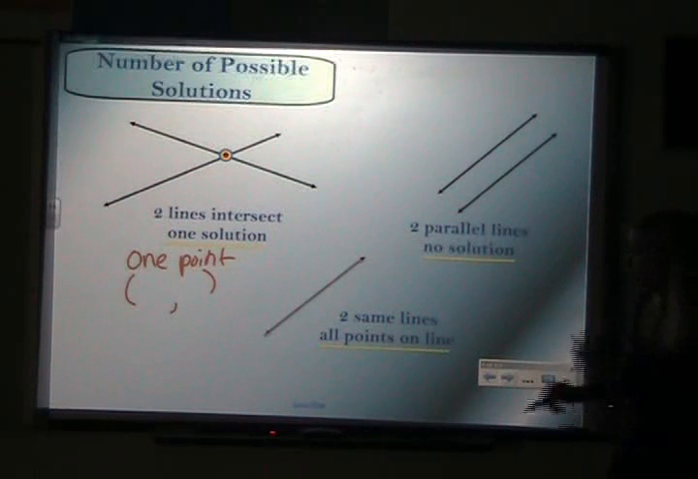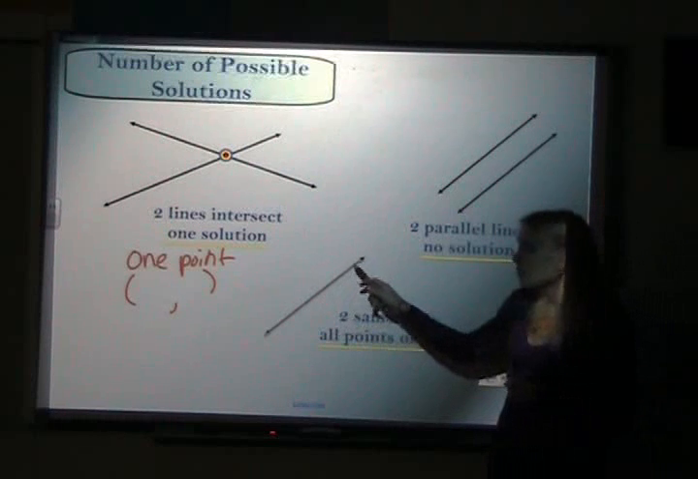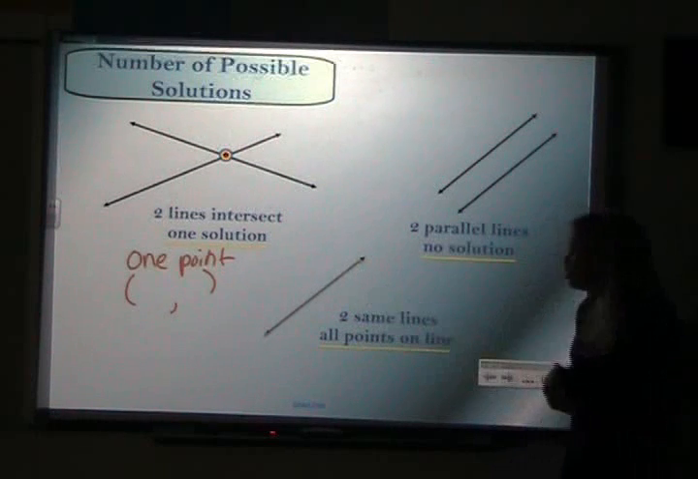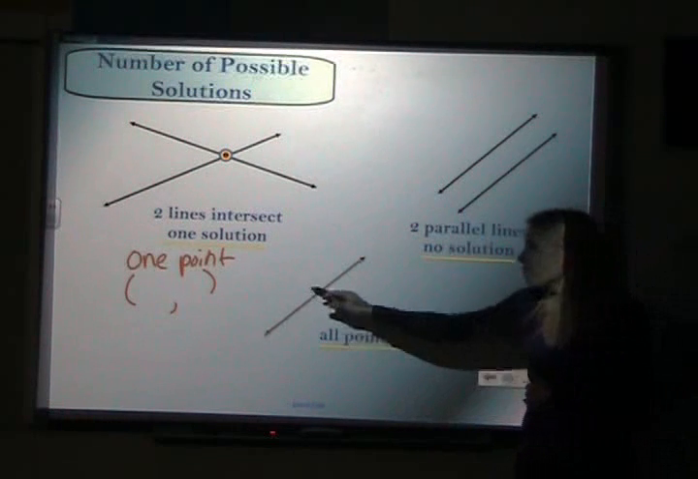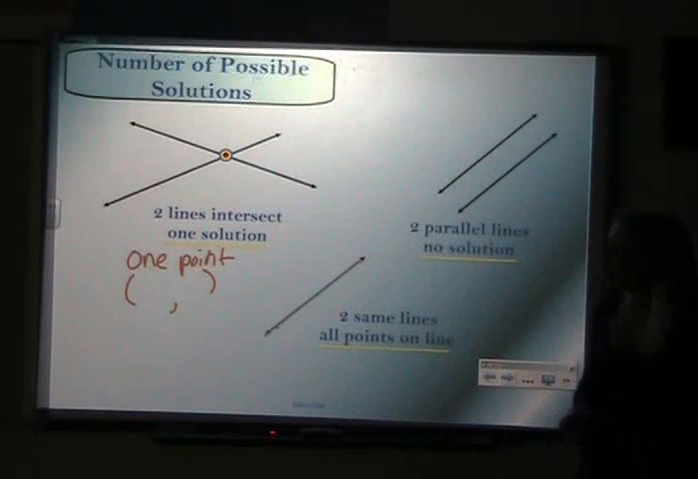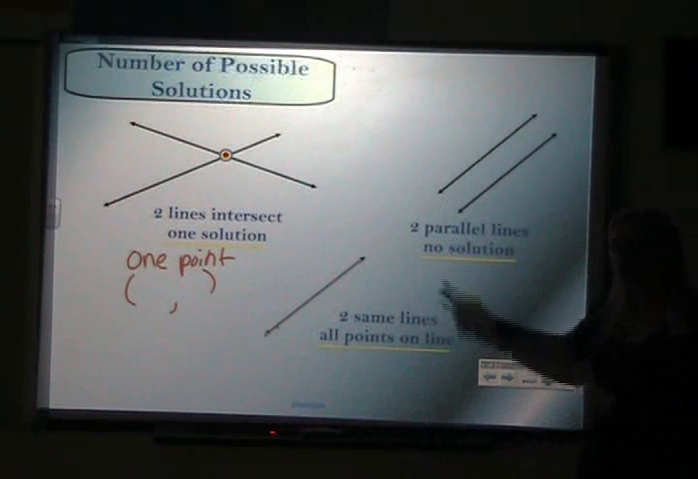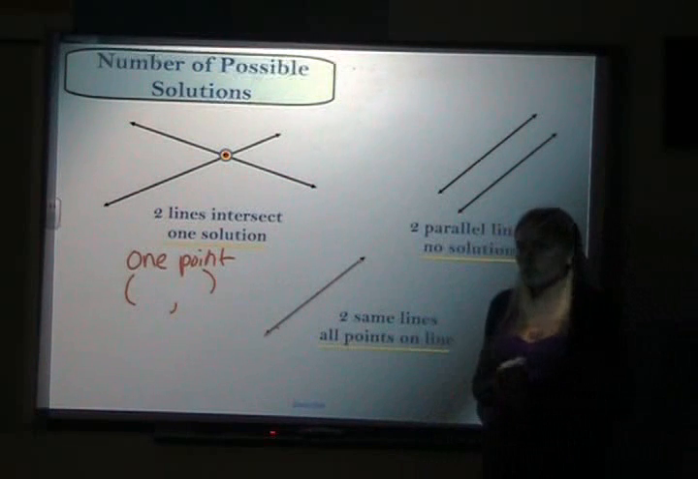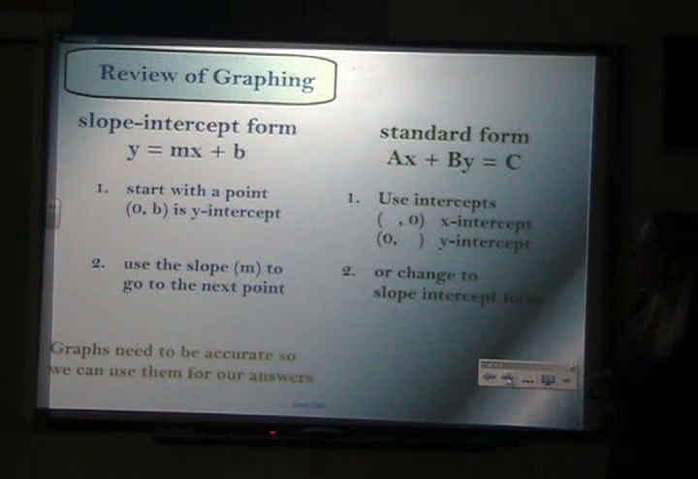to them. And then you can also have a situation where you have the exact same line, they're just in two different forms. So then my answer is all the points that are on this line, because those points work in both of those lines. So I could either have one answer, I could have no answers, or I could have all the answers on my graph. Let's go ahead and go through some examples.